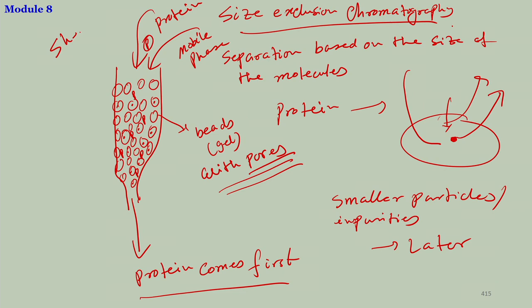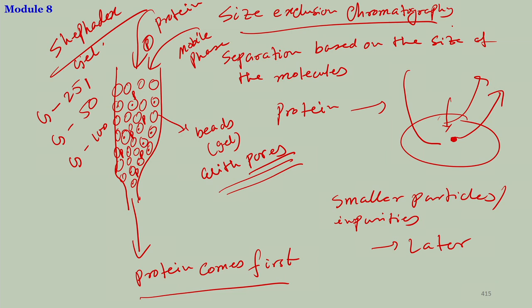You can look up its structure. It is a Sephadex gel and it comes in different pore sizes: G25, G50, G100. These numbers are, I guess, in angstrom, but I am not pretty sure. These are the pore sizes actually. So 100 means probably 100 angstrom.